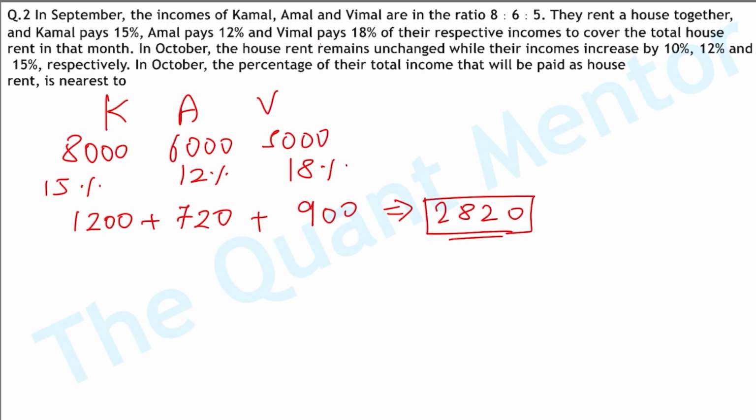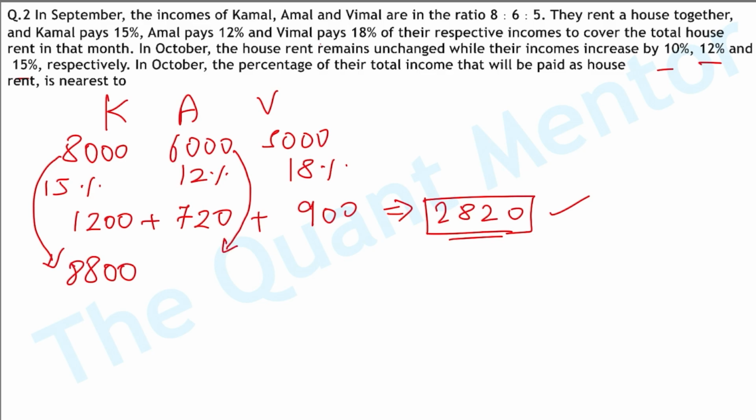In October, the house rent remains unchanged. So the rent remains the same at 2,820, while the incomes increase by 10%, 12% and 15%. Right? So Kamal's income increased by 10%. It has become 10% more than 8,000. 10% of 8,000 is 800 rupees. So Kamal's new income is 8,800.